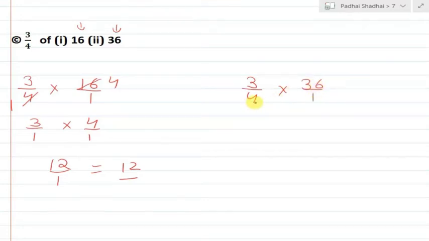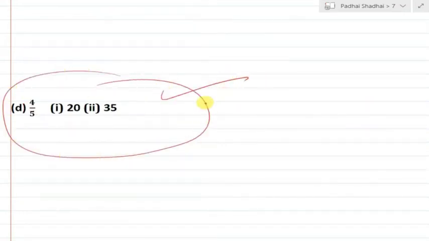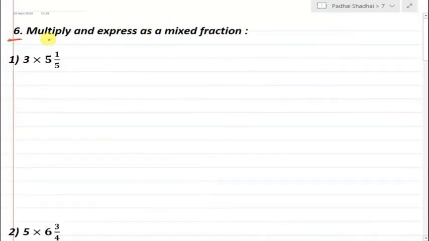4 ones are 4 and 4 nines are 36. So 9 is left. So for the first fraction we have 3 by 1 and for the second one we have 9 by 1. Okay, so it is 27 by 1. So the final answer will be 27. Okay, let us check for D, 4 by 5 of 20. Okay, you can do it as your homework.